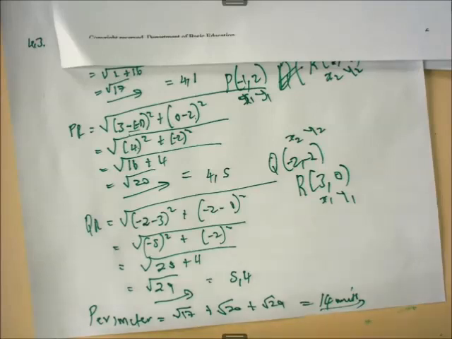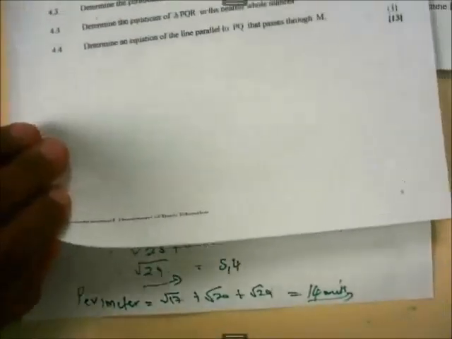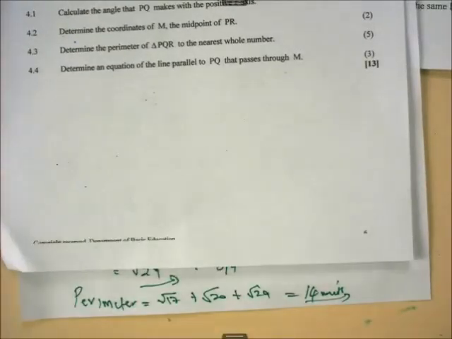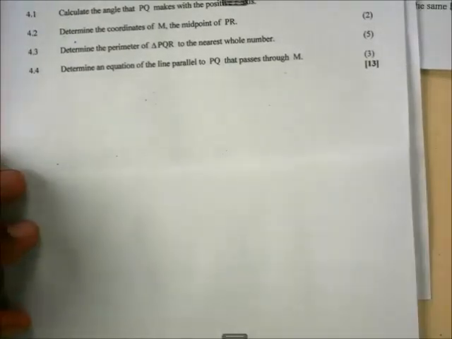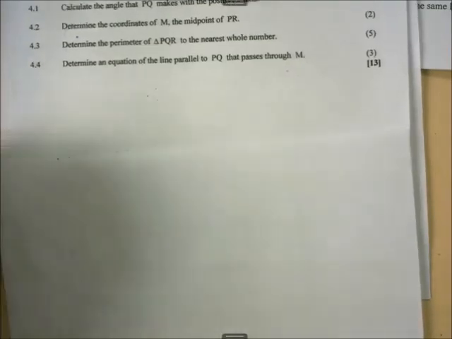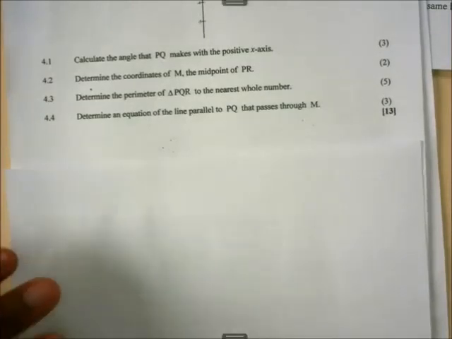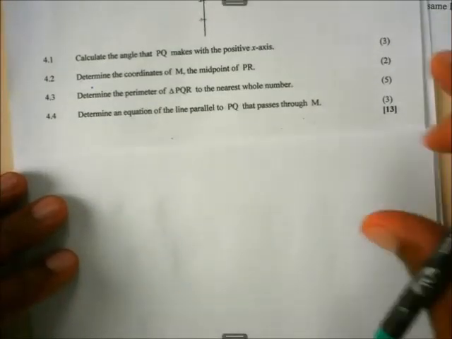Right, now, boys and girls, let us look at the last question in this paper. That is question 4.4. Determine an equation of a line parallel to PQ that passes through M.